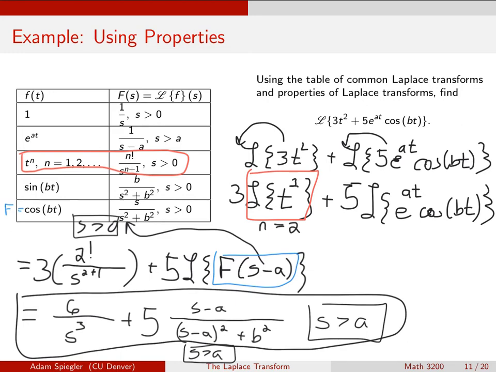And what's important to note here is that I actually didn't integrate anything. Just using this table of common Laplace transforms and using some properties of Laplace transforms, I'm able to calculate new Laplace transforms using information about previous ones. So that's really nice here. You wouldn't be expected to integrate this using the definition.